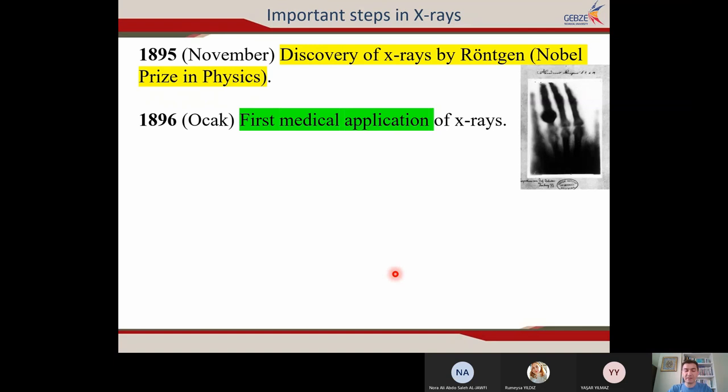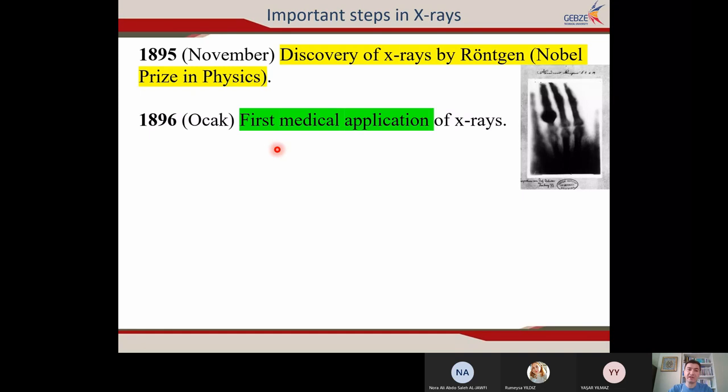So in 1896, in January, a few months after the discovery, came the first medical application of X-rays. You cannot see such a fast discovery elsewhere in the world. You can convert it to daily applications. For this reason, X-rays are unique in that type of fast application in daily life. So this was the first medical application.